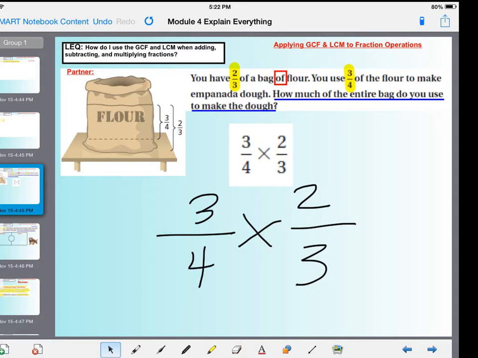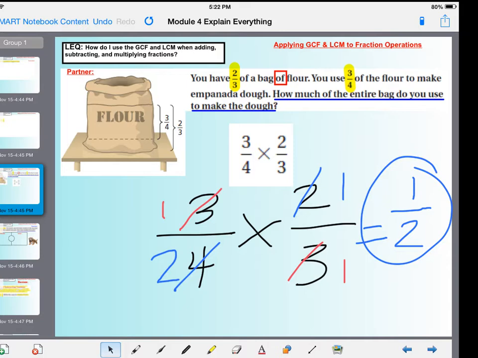And here I see that I can do some heavy simplifying because I can do it on both sides. So I'm going to go ahead and simplify the 3's. They go into itself one time. I'm going to go ahead and simplify the 2 and the 4. 2 goes into itself one time, and 2 goes into 4 two times. And I'm going to multiply straight across. 1 times 1 is 1, and 2 times 1 is 2. My answer is I used a half of the entire bag to make the dough.